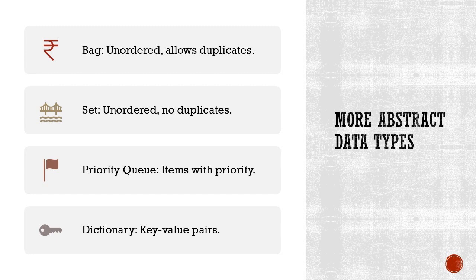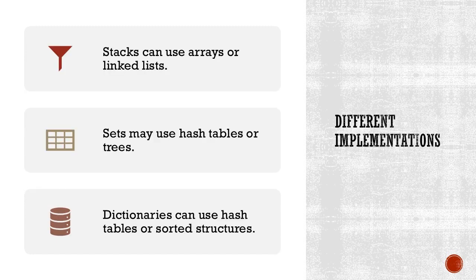Finally, we have the dictionary, also known as a map. This stores key value pairs. You can find a value by searching for its key. Each abstract data type can be implemented in more than one way. Stacks can use arrays or linked lists. Sets can use hash tables or trees. Dictionaries can be built for speed or for sorting, depending on the structure used.